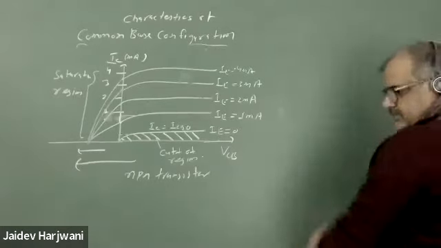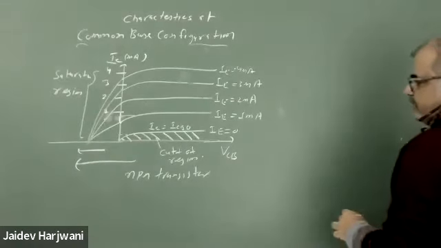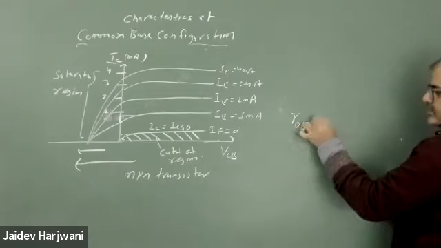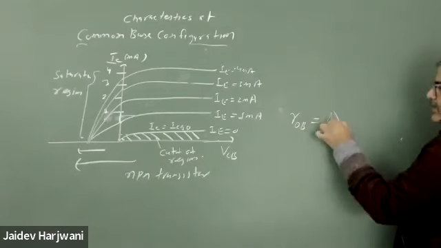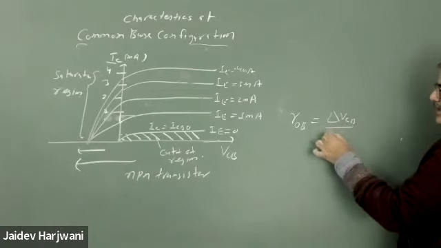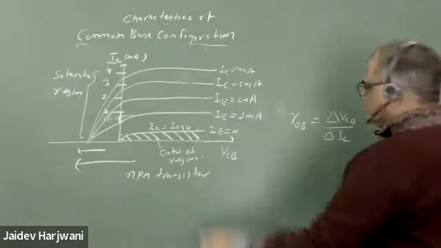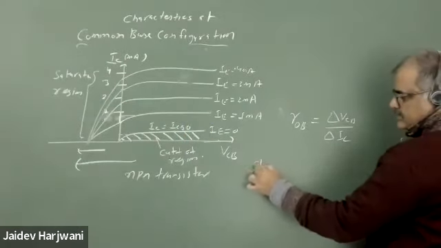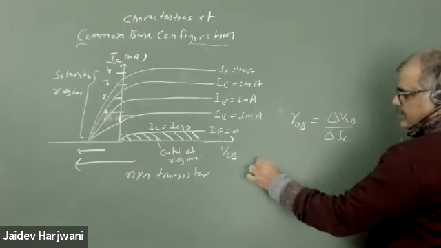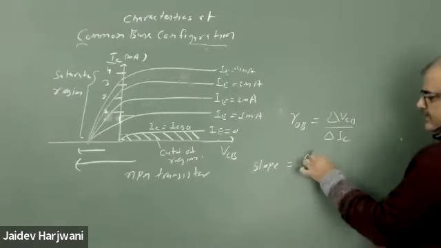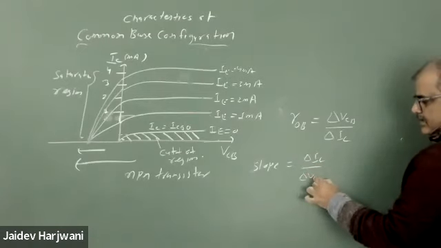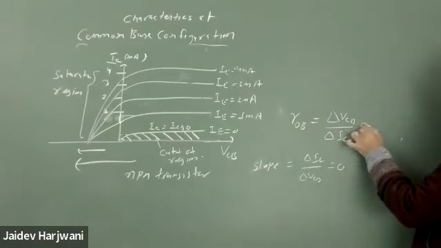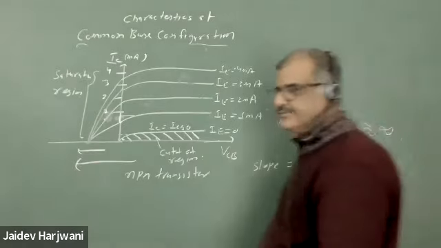So zero slope means what? If I want to calculate the output resistance in common base configuration, that will be delta VCB upon delta IC. Now what is the slope of this graph? The slope is delta IC upon delta VCB, and that is 0. So the output resistance will be almost equal to infinite, isn't it?